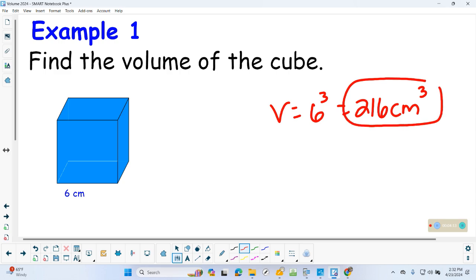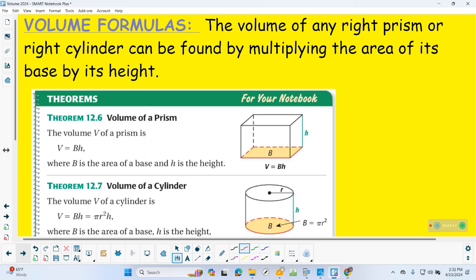So do watch your labels today for volume. Now, kind of what I alluded to here on the last one. First, let's fill in the blank here. The volume of any right prism cylinder can be found by multiplying the area of its base by its height. So that's really what I was doing on that S cubed. I was really doing a fancy area of the base.